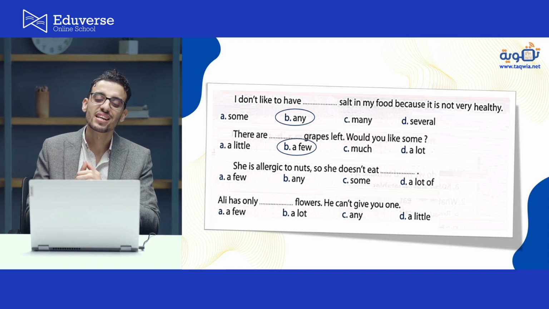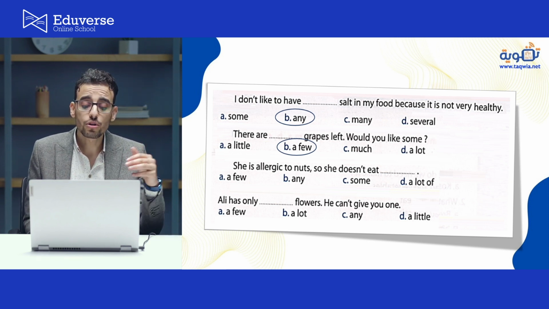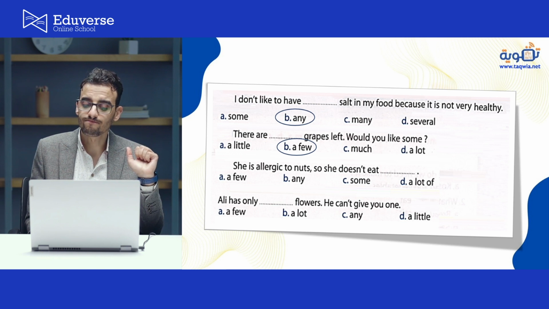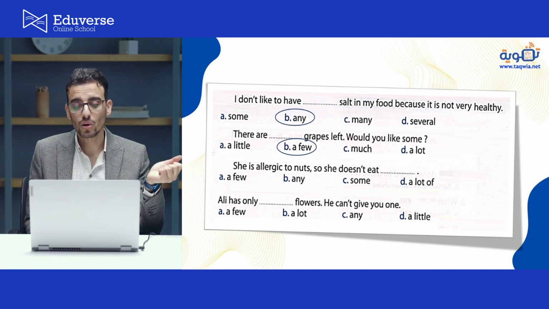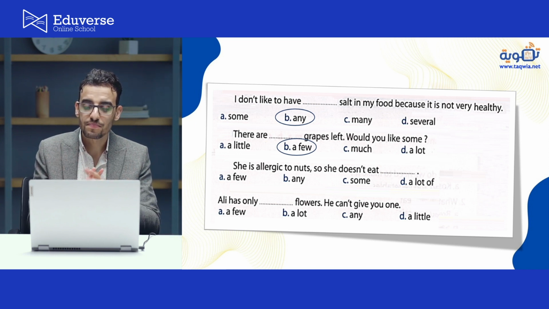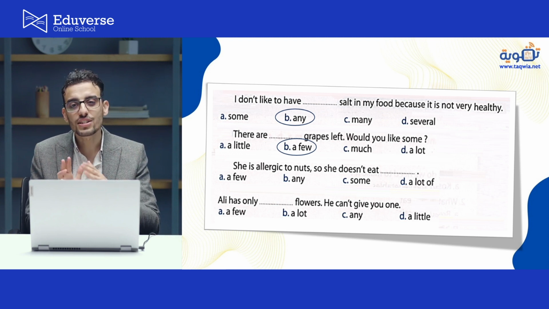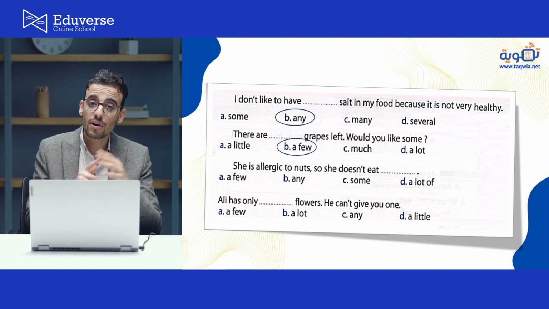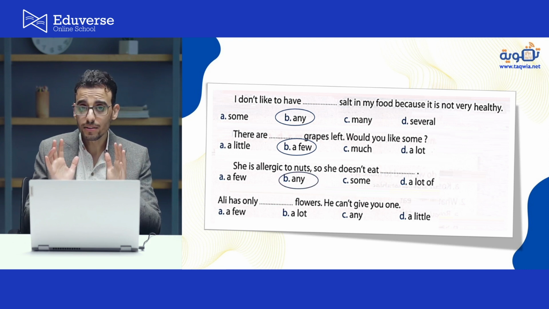Very good, my friends. Okay, next one. She's allergic to nuts, so she doesn't eat blank. Few, any, some, a lot of, right? Look at the form. Is it negative or positive? Doesn't. Yeah, excellent. Negative. So we use any for the negative form.